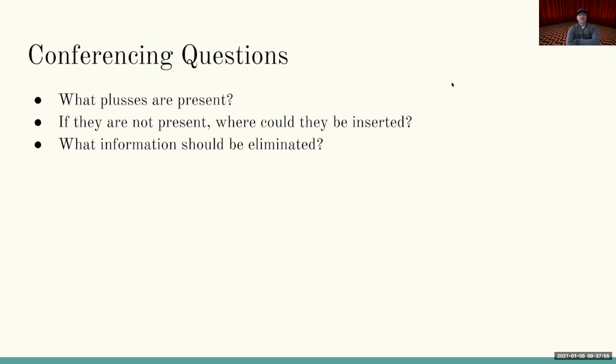So what pluses are present? We know that there's 3 of them. Does it zoom to a narrow focus? Are there intermittent reflections? And are there embedded transitions? So you should be able to answer those 3 questions with some competency, which means that you should be able to look at it and go yes, no, yes, and then be able to point to specific examples. Second question, if they are not present, where could they be inserted?